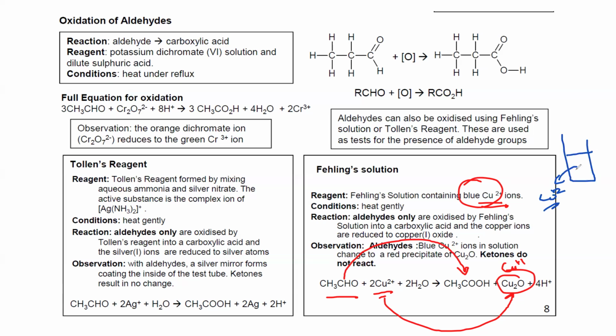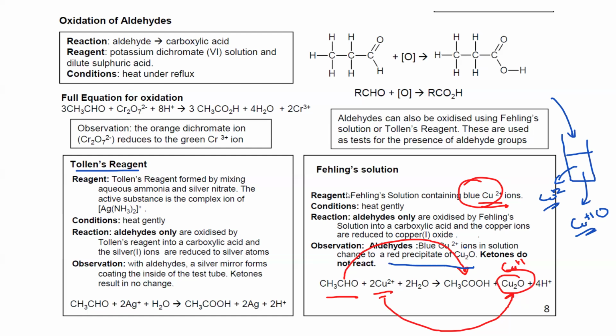Copper 2 ion makes the solution blue. But in the presence of an aldehyde, the aldehyde is oxidized to carboxylic acid, and the copper 2 ion is turned into copper 1 ion by reduction. This copper 1 ion combines with oxygen to form copper 1 oxide, which forms a red precipitate. So if we use Tollens' reagent and there's an aldehyde, we'll observe a silver layer.